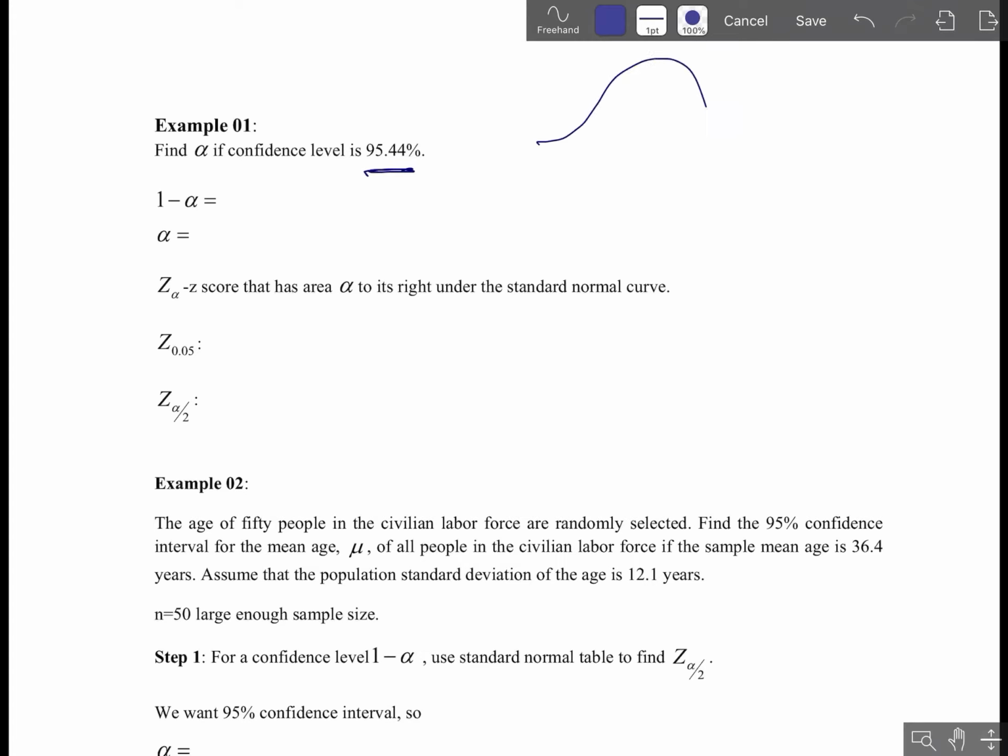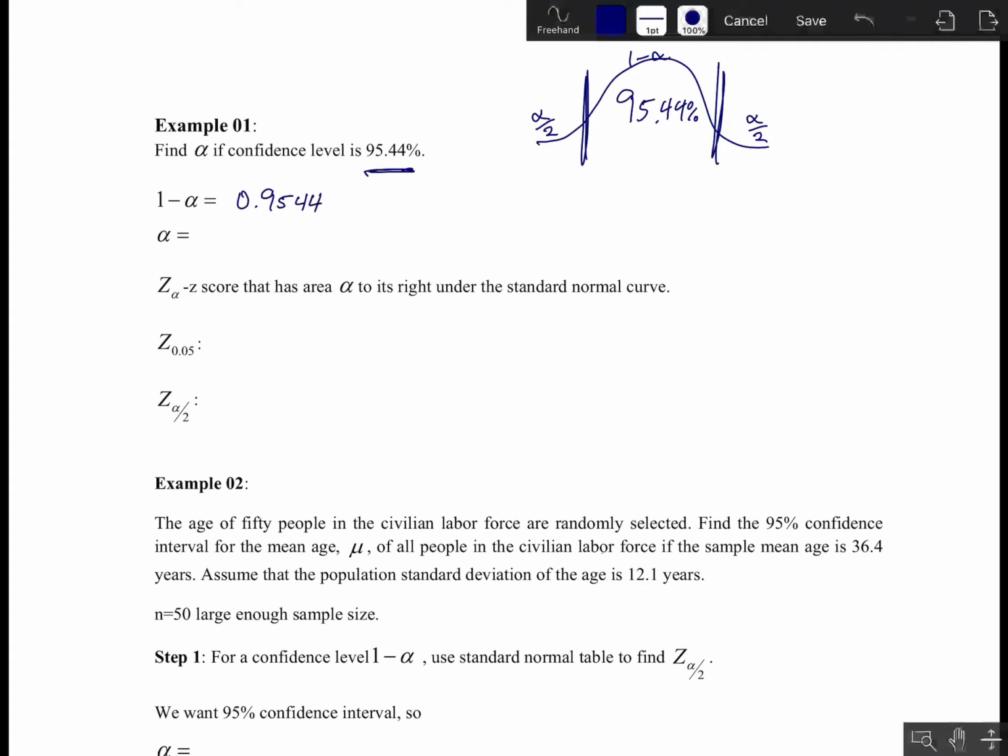That means that in terms of our distribution here, we want 95.44% of the area to live on the inside here. And remember, I'm calling that inside area 1 minus alpha, so that the area on the outside is called alpha. And that means that half of that alpha lives over here, and the other half of that alpha area lives over here. So in this case, 1 minus alpha, that's the area on the inside, that would be 0.9544.